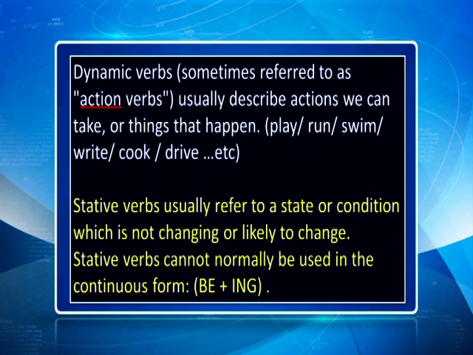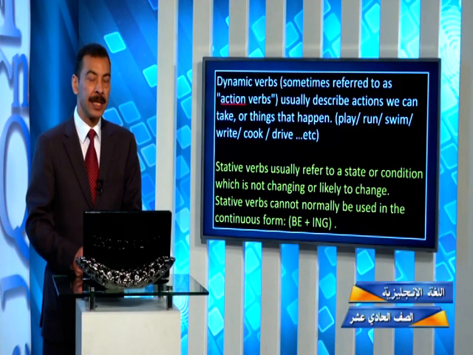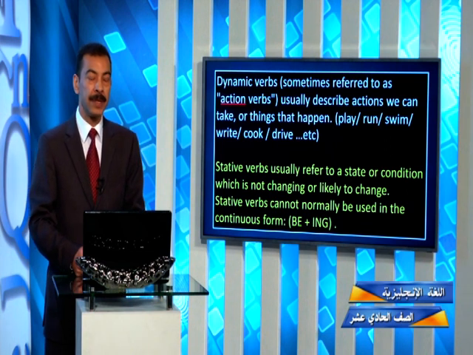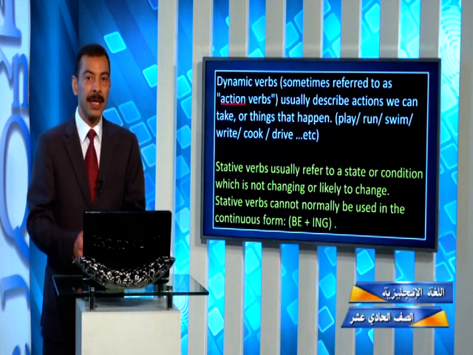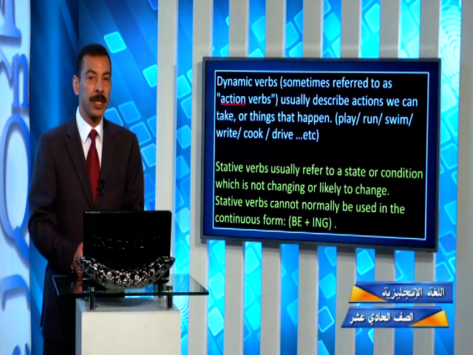Stative verbs cannot normally be used in the continuous form, that is be plus ing. This is why a stative verb cannot be used in the progressive forms and does not take an ing, because it describes a general state or condition which is not liable to change.